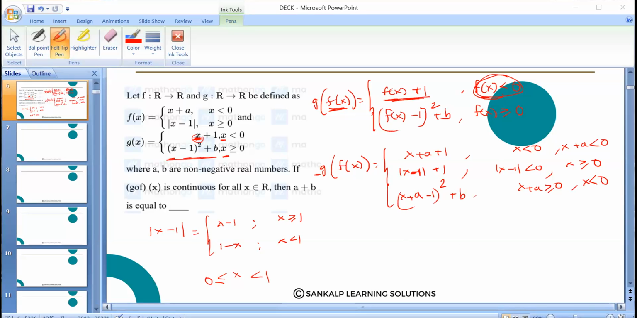The last one is mod of x minus 1 greater than or equal to 0. Of course, x will be greater than or equal to 1. So it will be mod of x minus 1 minus 1 whole square plus 3. So I hope you have understood this point.